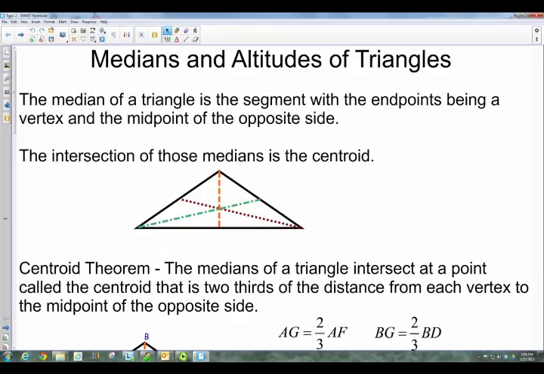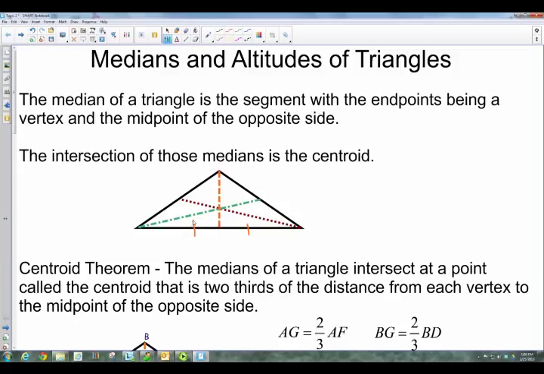So a median is the segment that has the endpoint on the vertex and the midpoint of the opposite side. So you've got this picture here that you hopefully can see below. The median goes from one of the vertexes to the midpoint on the other side. So what that does is it creates two congruent segments on that line.